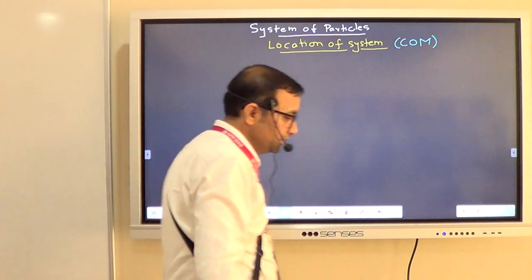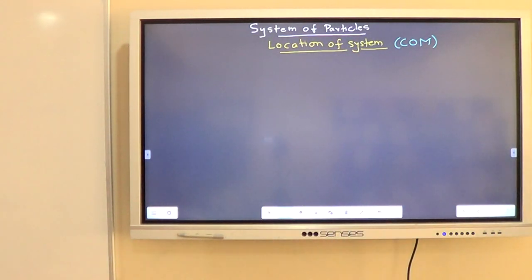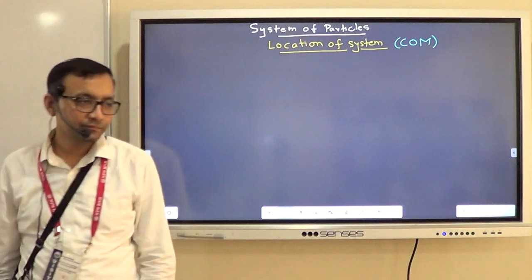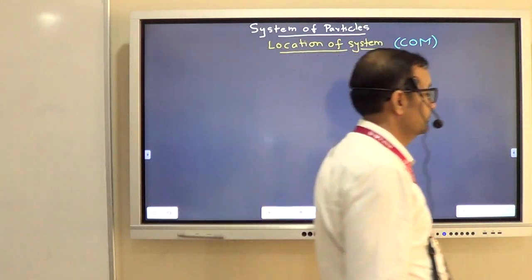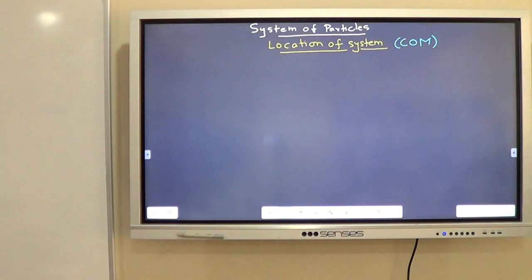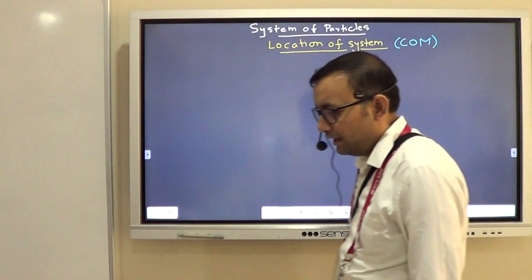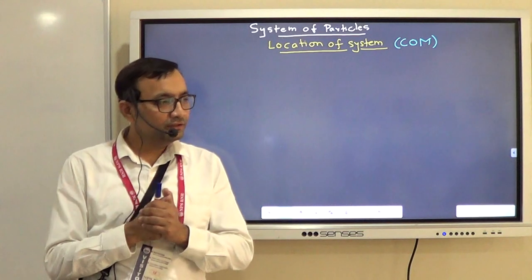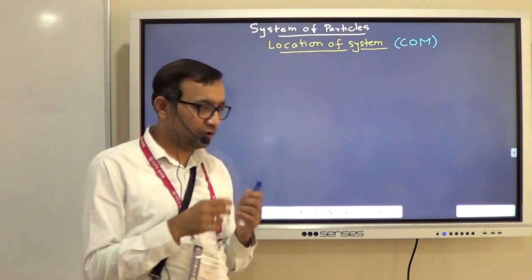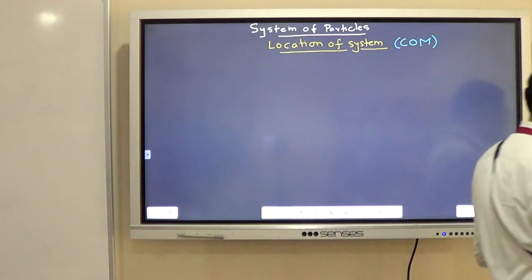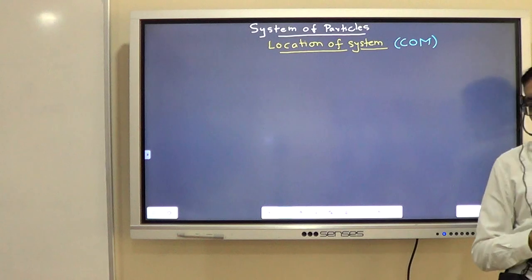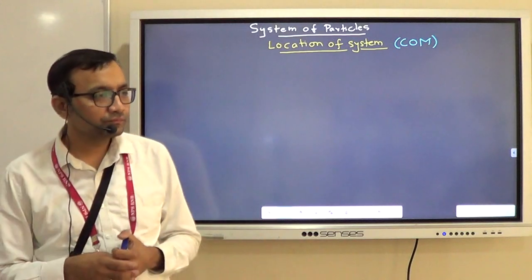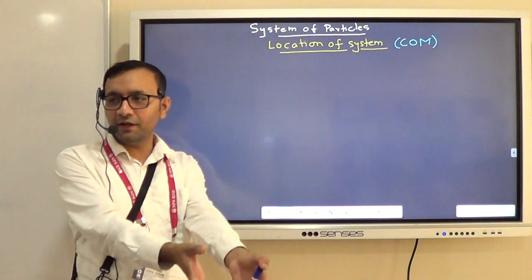Write down the definition of center of mass. Center of mass is a point which acts as if the entire mass is concentrated at that point. That is the way of saying that center of mass is the location of the system. It acts as if the entire mass is located there only.